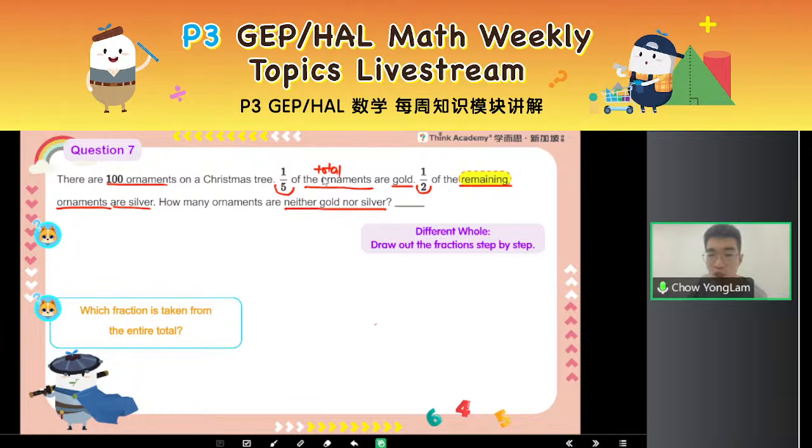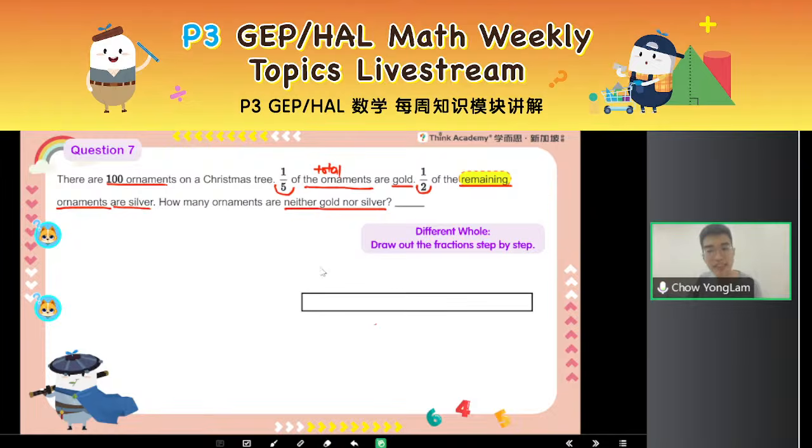1 over 5 of the total are gold, right? In that case, we will first draw a bar model and focus on the fraction that is talking about the entire total: 1 over 5 of the entire total. So, don't have to think about the other fraction first. We focus step by step. We draw 5 units first and take out the 1 over 5. That means I split it into 5 units: 1 unit, 1 unit, 1 unit, 1 unit, 1 unit. Now, 1 over 5 of the ornaments are gold. That means I will take 1 unit away from them, and it's gold.